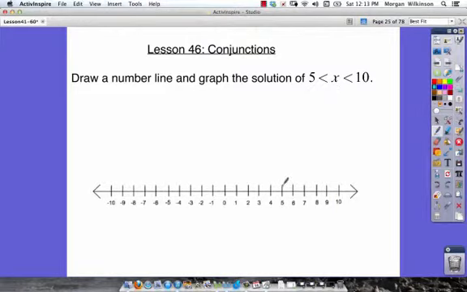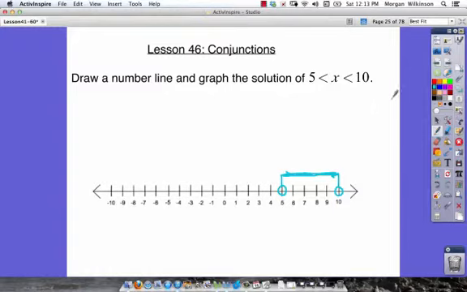If 5 is less than x on our number line, we're going to have an open circle because it's less than. It's less than x, so x must be going to the right, but we know x is less than 10. So it must be headed back to the left. All we need to do to figure out where x is, is combine these two lines. If we combine these two lines and turn them into one piece, we now have our final answer. This is how we draw a number line and graph the solution to a conjunction like 5 is less than x, which is less than 10.